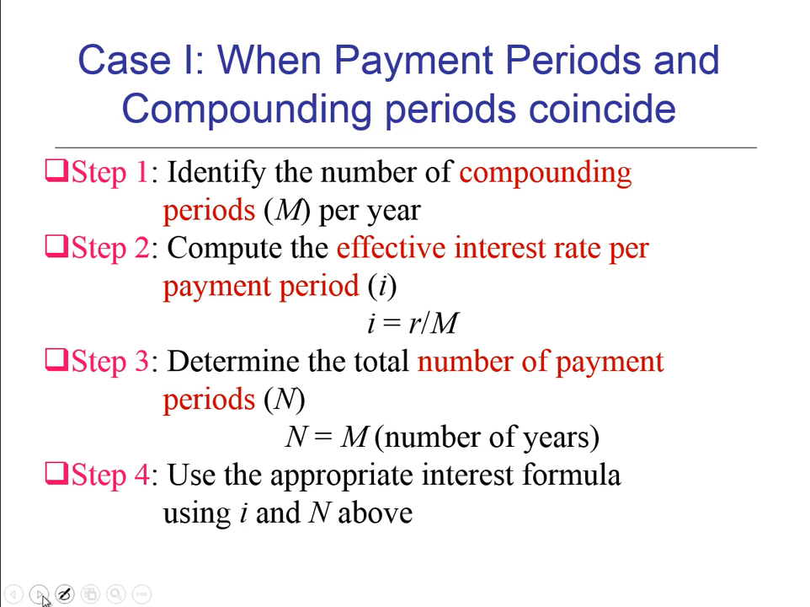Let's look at some cases. What will happen when payment periods and compounding periods coincide? We will go through the same steps of identifying the payment periods and the compounding interest periods. If they are the same, n is equal to m, then we use the appropriate formula, whether finding future value, present value, or annuity, with the interest rate i that we found. So we calculate i first, and then we use the formula to calculate any missing value, whether future value, present value, or annuity.